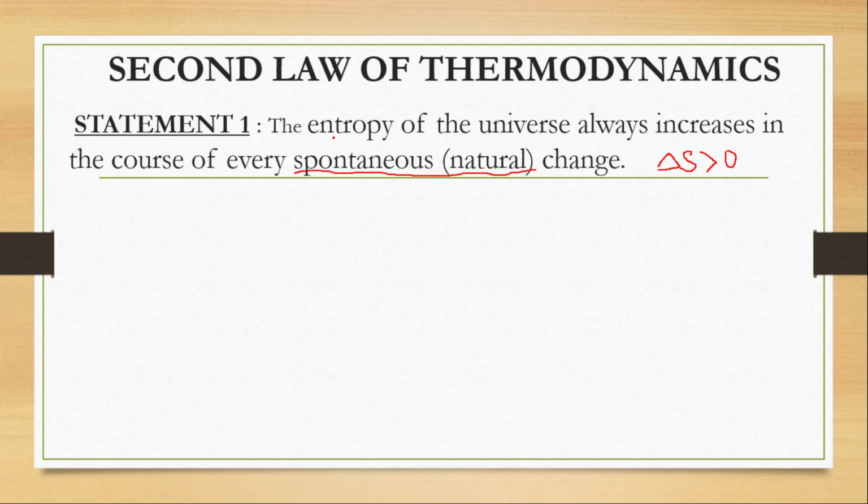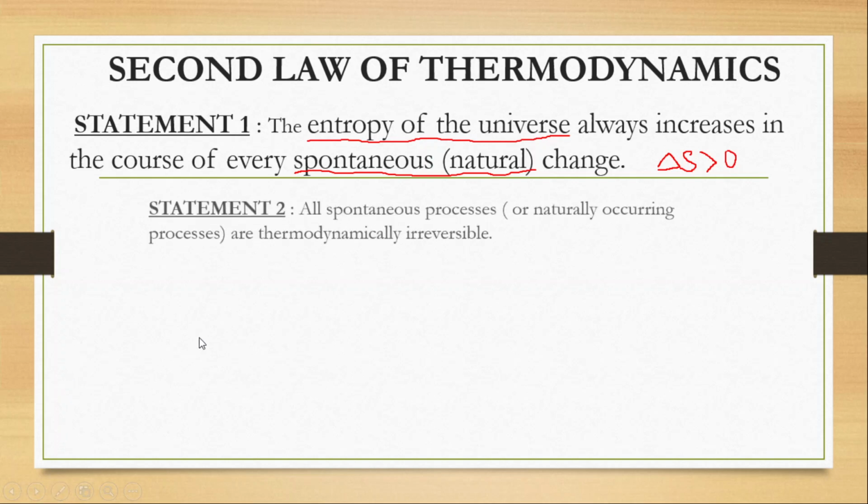So all these processes are taking place in the universe. All those natural processes are spontaneous, because of which entropy is increasing. So entropy always increases. Clear? Because natural processes are spontaneous in nature. Clear? So we will move on to the next statement.